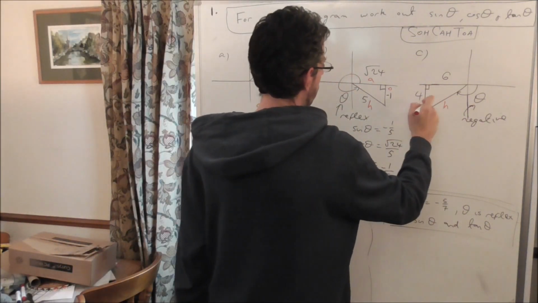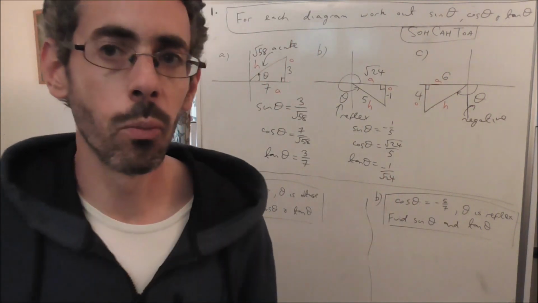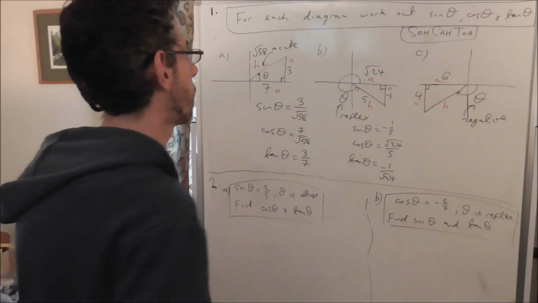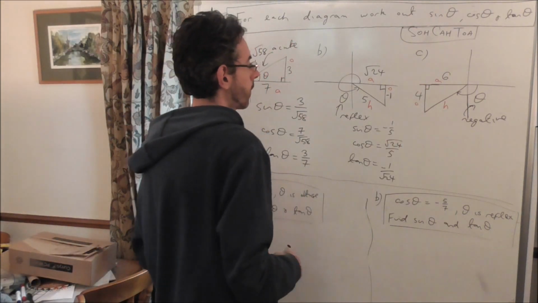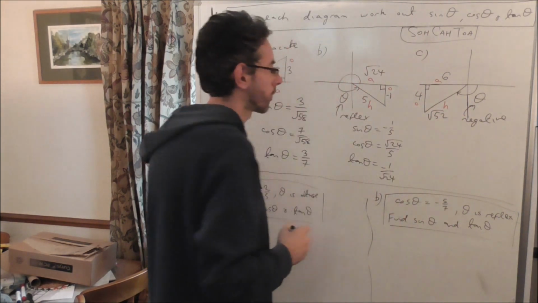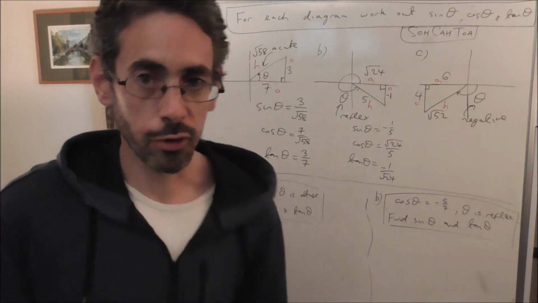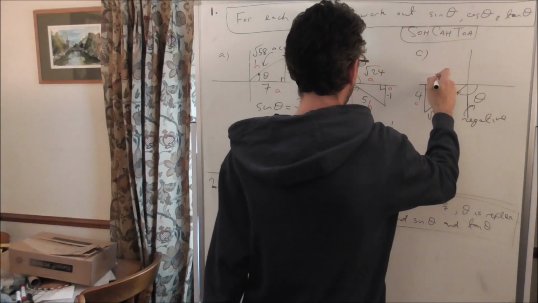The opposite side is 4, the adjacent side is 6. So we can work out the hypotenuse again using Pythagoras. 6 squared plus 4 squared is 36 plus 16, which is 52. So the hypotenuse is root 52. The adjacent side is going to the left, so we treat that as a negative. The opposite side is going down, so we treat that as a negative.